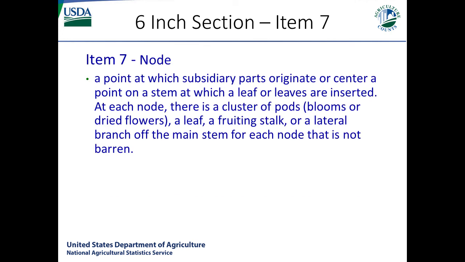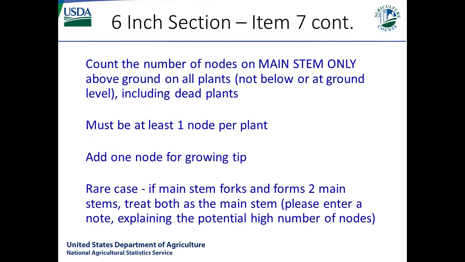Nodes are counted on all plants in the 6-inch count area. Item 7 on the Form B is the sum of all nodes on all plants in the 6-inch count area. It is critical that nodes on the main stem only are counted. Do not count nodes on the lateral branches. Each plant must have at least one node since the growing tip is counted as a node. If the main stem forks and forms two main stems, please submit a note explaining the potentially high node count.